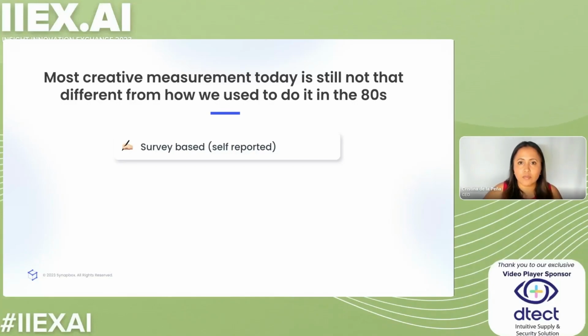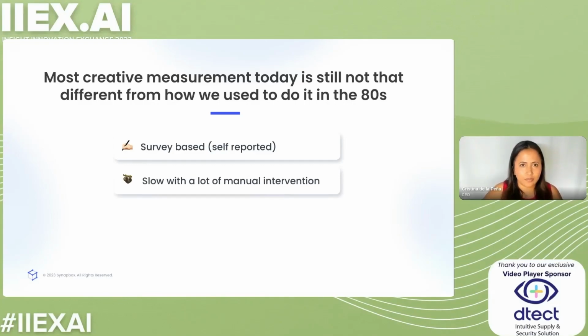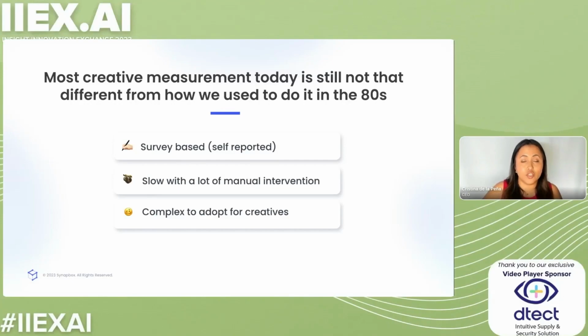But the thing is that most of these methodologies, even the ones that were created after it, are mostly based on surveys, self-reported. And we know that this data is only a piece of the story. It's not the complete piece of information that we need in order to give better insight. Second, these systems many times are slow and they have a lot of manual intervention, which is not ideal. Then they are perceived as complex by creatives. I don't have time to create a brief, go into the process and wait for the data, then figure out how to improve it or implement it within my decision making.